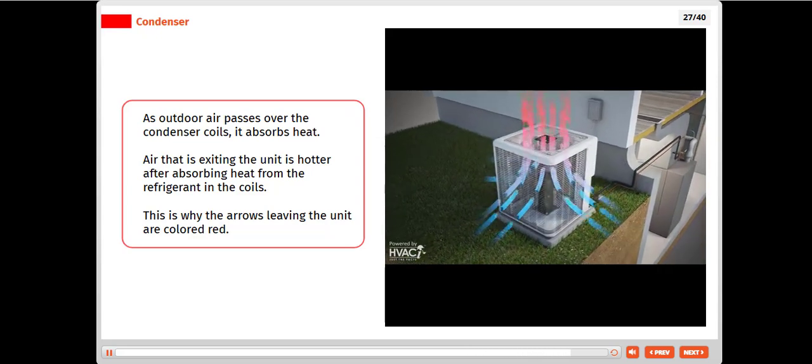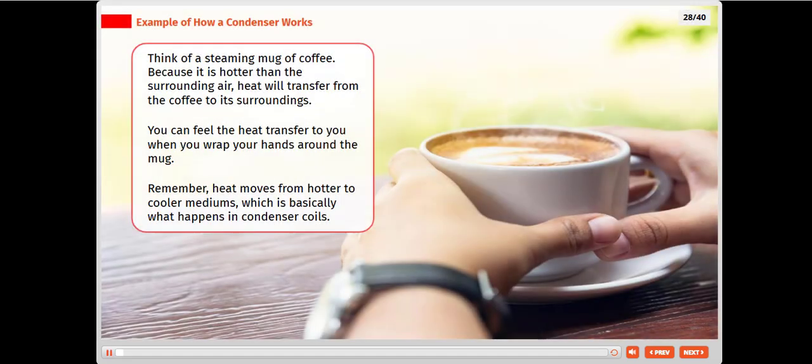Think of a steaming mug of coffee. Because it is hotter than the surrounding air, heat will transfer from the coffee to its surroundings. You can feel the heat transfer to you when you wrap your hands around the mug. Remember, heat moves from hotter to cooler mediums, which is basically what happens in condenser coils.